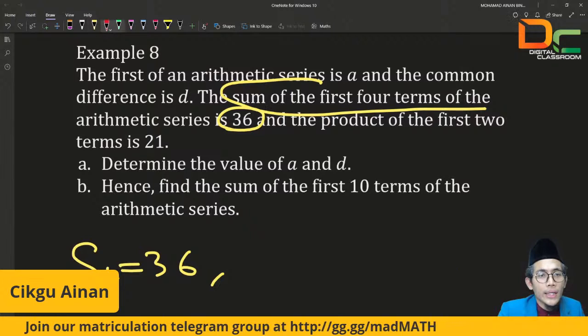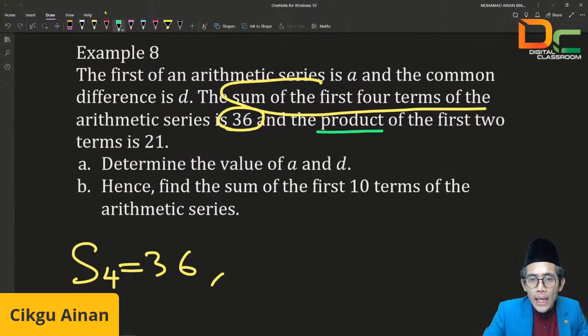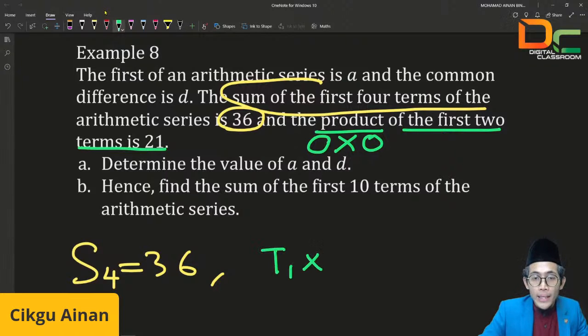Okay. And then next, the product. Ini first time jumpa ni. Product maksudnya apa? Product maksudnya hasil darab. Mesti something multiply something. Of the first 2 terms. It means that T1 multiply T2 equals 21. Okay. So, determine the value of A and D.